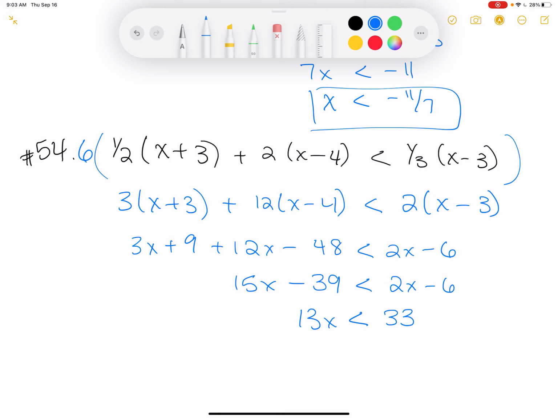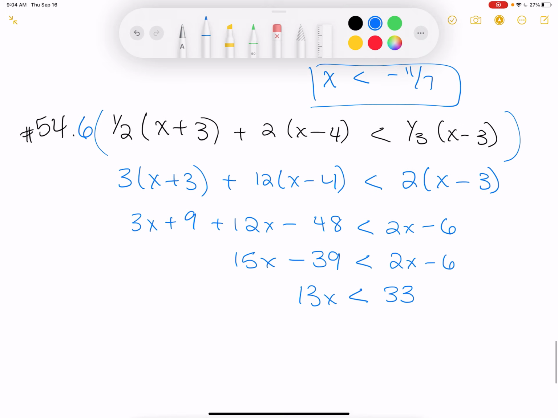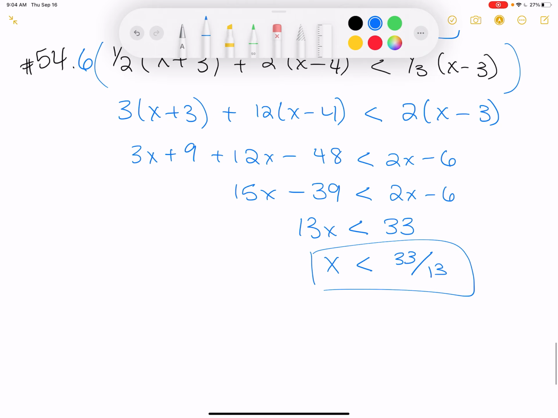Okay, I'm glad I was right. I was sitting there thinking, why does that not look right? I was not changing the sign initially, that's why. So x is less than 33 over 13. We're done. Alright, I'll go ahead and tell you what the problems are.